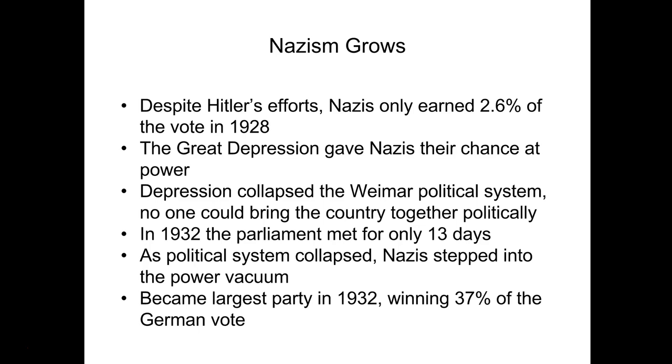And so these Nazis quickly step into the power vacuum and they gain a lot of support. And by 1932, they are the largest party in Germany with 37% of the German vote. That's a significant jump in only 4 years, and that's because they're offering these promises of change and blame. It's easy to blame someone else.